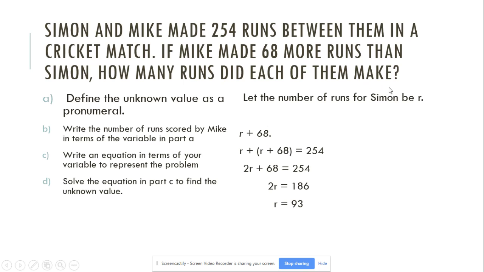So the question said how many runs did each of them make? Now we know that R stood for Simon. So we say Simon made 93, but we know that Mike did 68 more. So we add on 68 and then we know how many Mike made. And then we say, there we go, 93 and 68, they made 161 runs, but we know that Simon made the lesser amount. No, Simon made 93 and the other guy made 68. Cool.